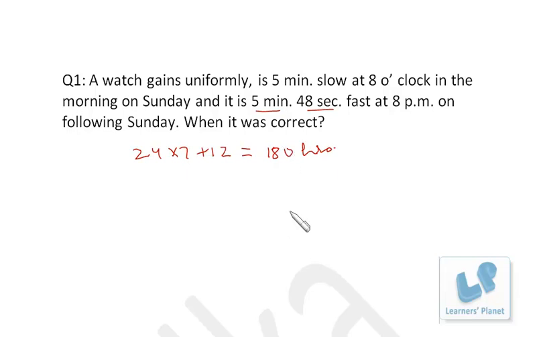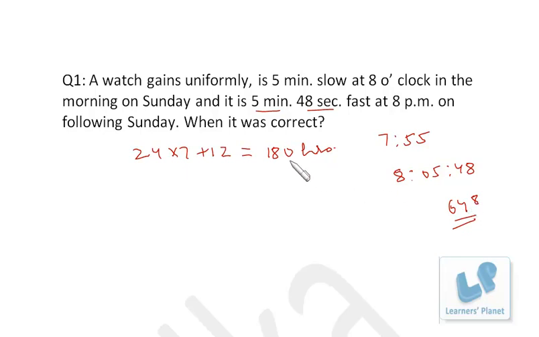Okay, and initially it is showing 7:55 because it is 5 minutes slow at 8 o'clock, and finally it is showing 8:05:48, right? Because it is fast by 5 minutes 48 seconds. Okay, so precisely it is gaining from 7:55 to 8:05:48. It is gaining 5 plus 5, 10 minutes and 48 seconds. 10 minutes means 600 seconds and 48. So precisely it is gaining 648 seconds in 180 hours, right?